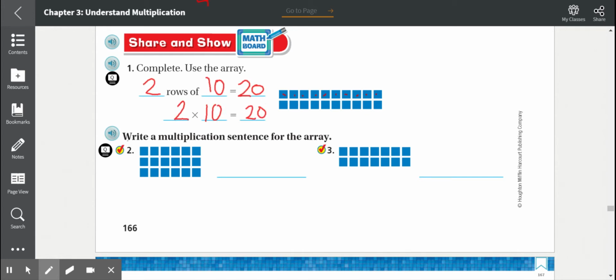Okay, next one. Write a multiplication sentence for the array. Start with rows. 1, 2, 3.